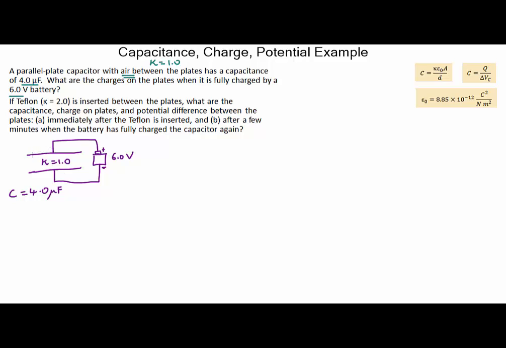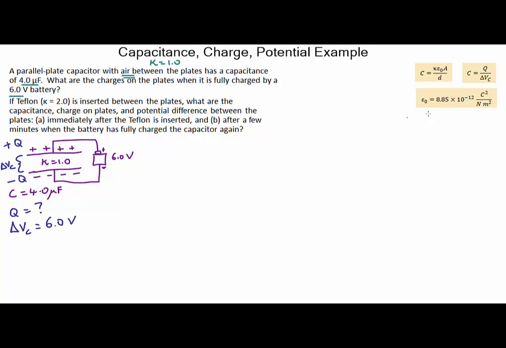After this battery has fully charged this capacitor, charges would be separated such that this plate would have a net positive charge and the bottom plate would have an equal net negative charge. So this plate will end up with a charge of plus Q at the end, and the bottom plate would end up with a charge of minus Q, and we're being asked for what this Q is. That's our first question. And because the battery has fully charged the capacitor, the delta VC across the capacitor would become equal to the potential difference across the battery, so that would be 6.0 volts.